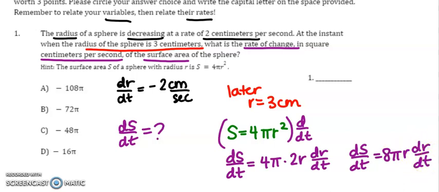Now that I've taken the derivative, it's later, so I can sub in my 3 for r, and my dr/dt I was given was negative 2, so I get 8 times 3 times negative 2, for negative 48 pi. And again, it will be in squared centimeters per second, because we're talking about a rate of change of area.